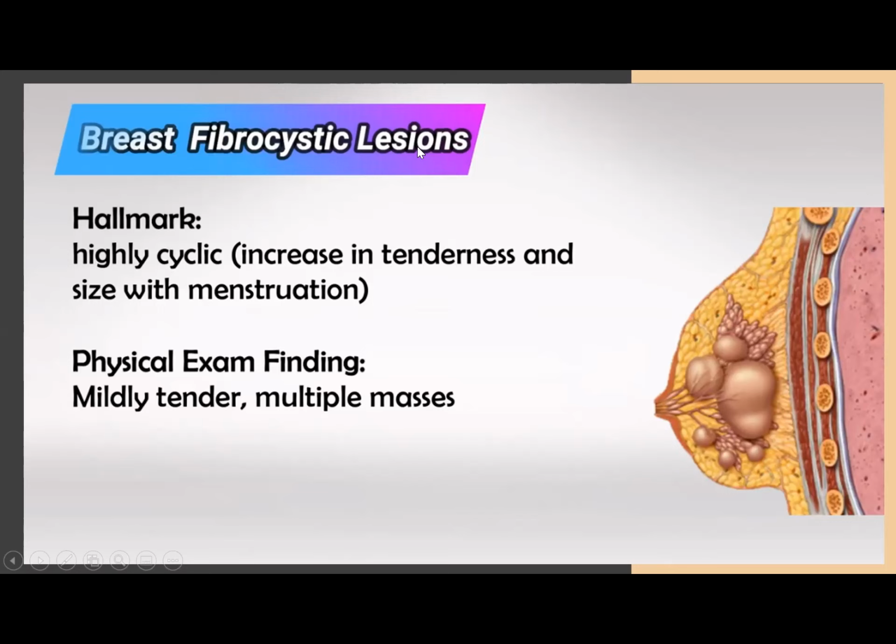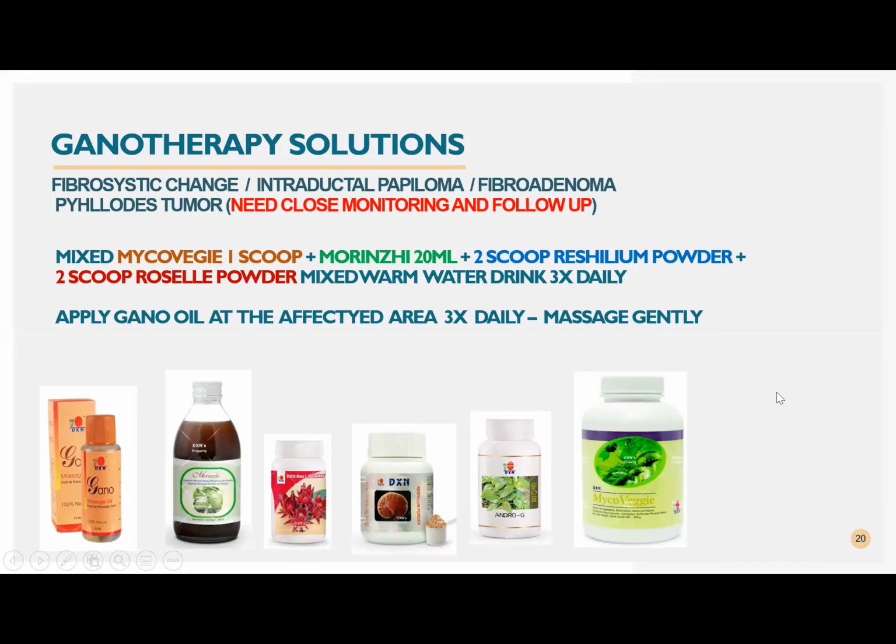The first will be fibroadenoma. Then if you don't take care, it starts to grow like a cystic growth. Then this is too big really. Sometimes it gets bigger and there's no way it can come out. At the end of the day, if it grows too big, there's no choice. You need to remove it as fast as possible. Okay, for this kind of condition like fibrocystic change, intraductal papilloma, fibroadenoma, phyllodes tumor, you need close monitoring and follow up.